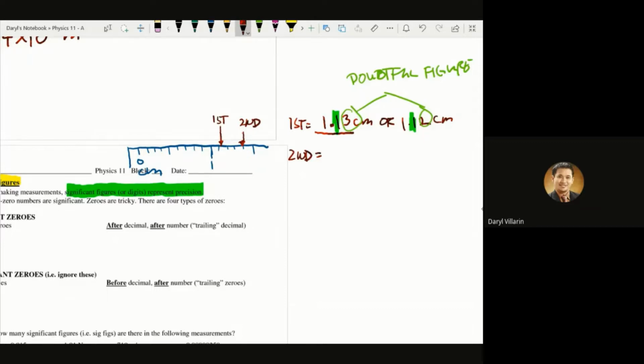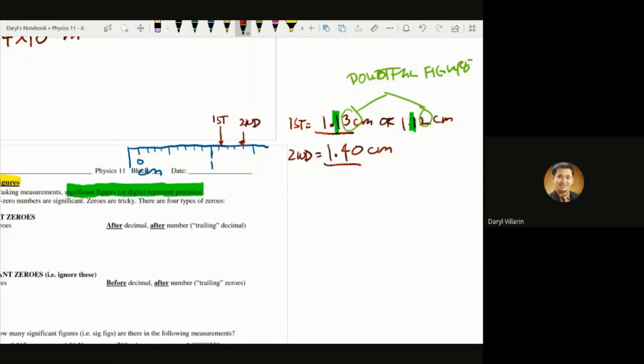So if it is 1.4, I will not just record 1.4. If in your case it is exactly 1.4, you place 1.40 centimeters. Because that gives an idea to the reader that at least you are sure that it can read up to 0.4 of the centimeter part. This last part here could be just an approximated value, okay?